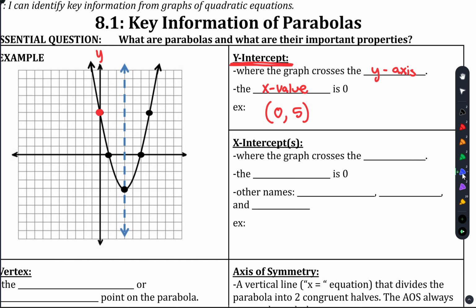The next part we're going to talk about is the x-intercept. Now, this is going to be like our focus for this unit, these x-intercepts. They're where the graph crosses the x-axis. So here's my x-axis right here. Opposite to the y-intercept, the y value is the one that is 0 here.